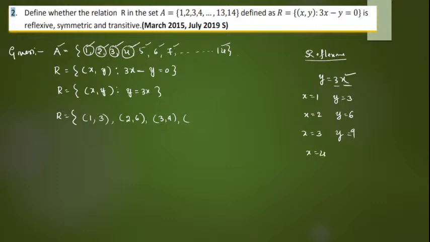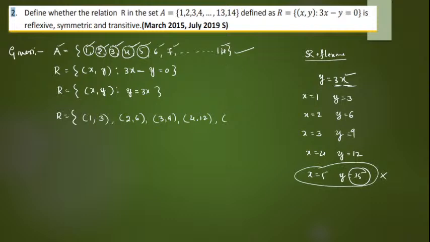For x is equal to 4, you will get y value, that is 3 into 4, 12. So order pair is what? 4 comma 12. And next for x value 5, if you take x equal to 5, your y value will be 3 into 5, that is 15, right? But here my 15 is not at all belongs to my set A. Therefore this order pair is neglected.